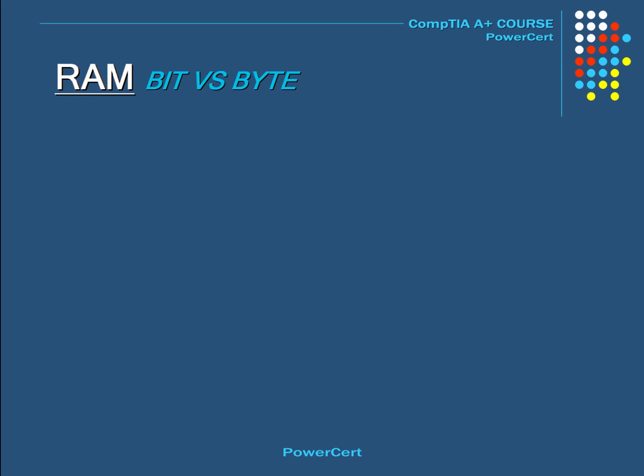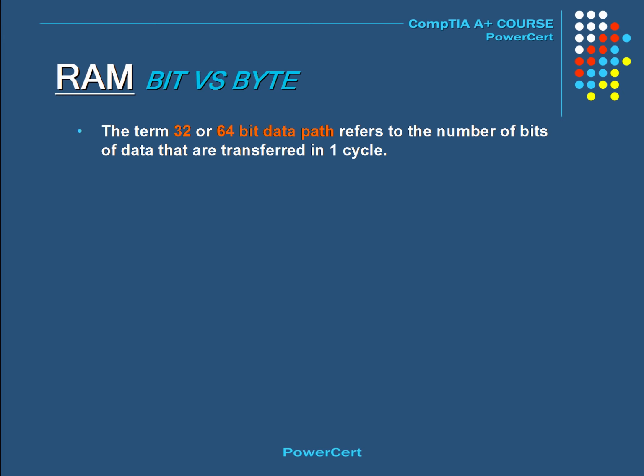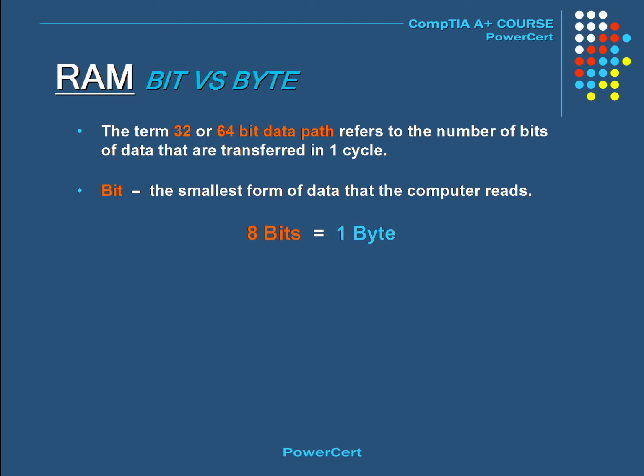Now the term 32 or 64-bit data path refers to the number of bits of data that are transferred in one cycle. The more bits that are transferred in one cycle, the faster the computer will be. A single bit, or 1 bit, of data is the smallest form of data that the computer reads, because in the computing world, a computer only understands ones and zeros, which is represented by a single bit of data. Now there's also the term byte, and 8 bits is equal to 1 byte.